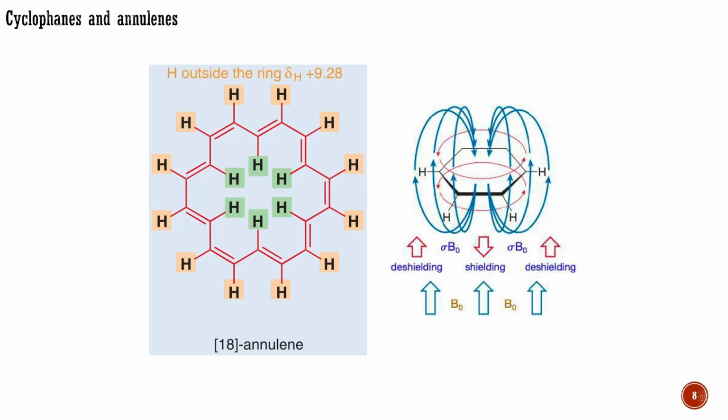The hydrogens outside the ring resonate in the aromatic region at rather low field, but the hydrogen atoms inside the ring resonate at an amazing minus 2.9 ppm, showing the strong shielding by the ring current. Such extended aromatic rings are called annulenes. You met them in the module on delocalization and conjugation.